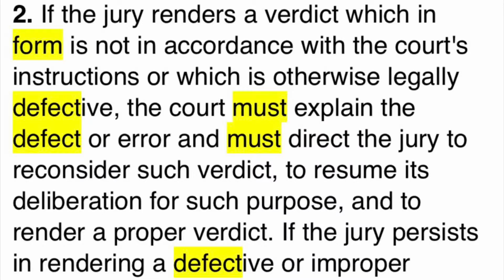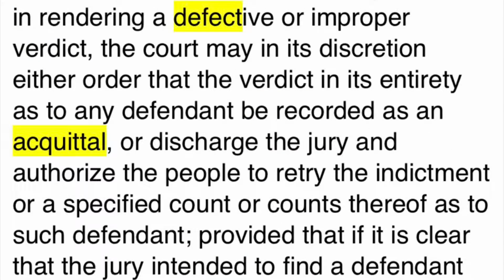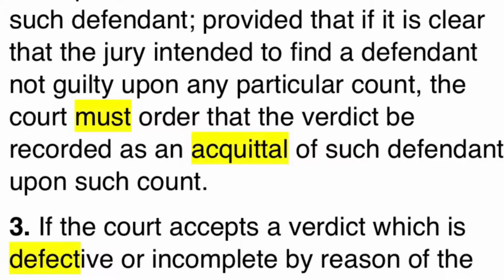If the jury persists in rendering an improper verdict, the court may record the verdict as a complete acquittal as to any defendant, or discharge the jury and authorize the people to retry the case, or it may accept a verdict as a partial verdict. However, if the court authorizes the people to retry the indictment in front of some other jury, and it was clear that the jury intended to find the defendant or another defendant not guilty of a particular count, that has to be recorded as an acquittal.